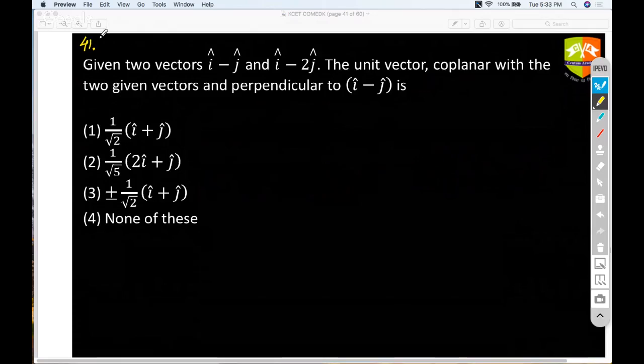Again, the best way to solve this is to see which of the options meet your requirement. The first one, of course, meets your requirement, but the second one doesn't. But there's a possibility of plus minus both meeting the requirement over here. So we can say option number 3 will be the best option to go for, because there can be two possible vectors which are coplanar to this vector and perpendicular to this one.